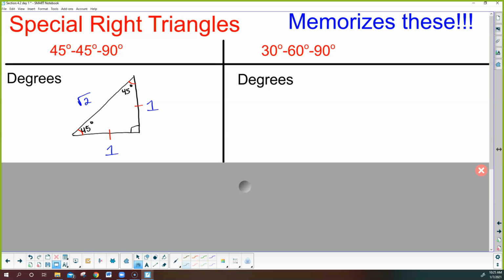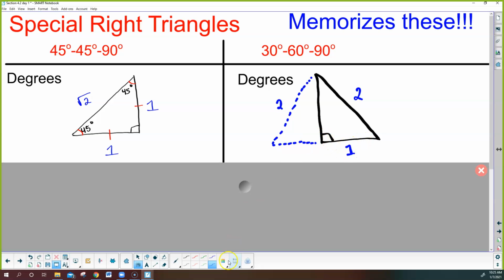Okay. Now, for the 30-60-90, you can draw this in many different ways. It doesn't really matter, but I'm going to draw it this way. And I should share that this came from an equilateral triangle where each side length was 2. So picture, I'm going to erase this, but picture the exact same size triangle over here. So this side is 2 and the entire bottom is 2. Well, that makes this side 1.